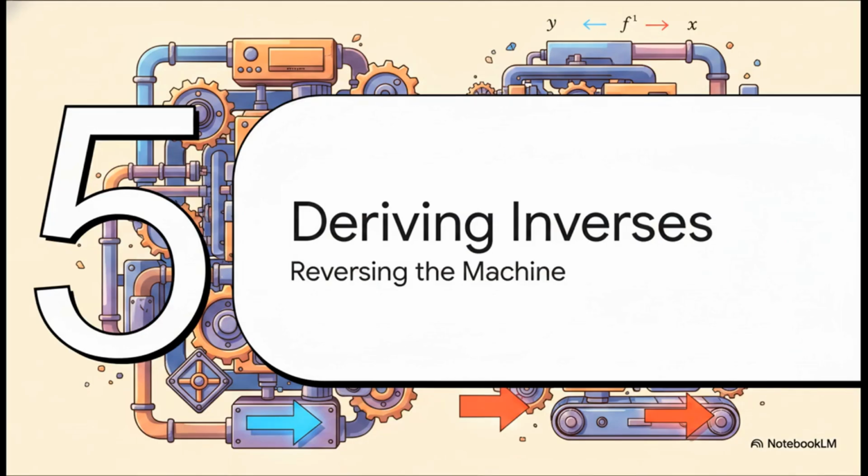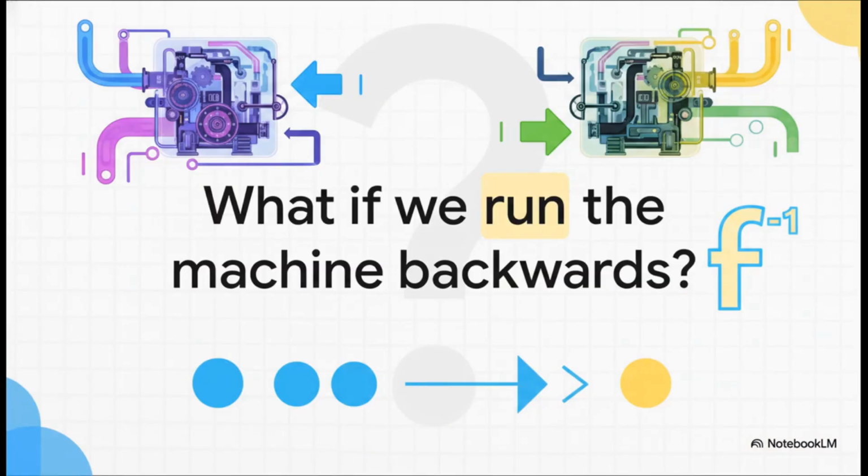And finally, section 5, deriving inverse functions. So we are now moving to the ultimate mastery step in this explainer. You know exactly how the machine works forward. But what if you already know the output? And you need to find a mathematical rule that completely undoes all the operations of the original function to get you right back to your starting input.